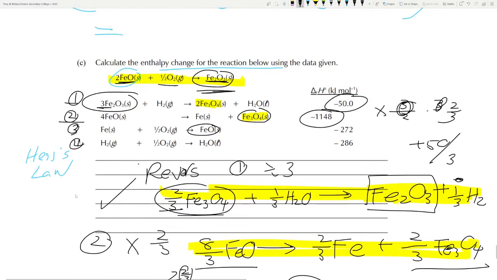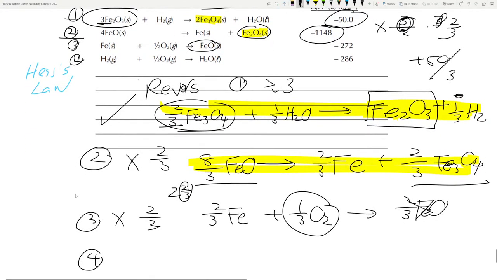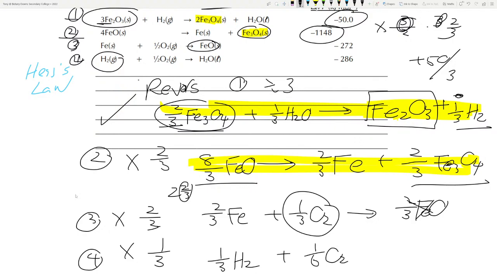Where's my hydrogen? Do I have any hydrogens anywhere? Nope. See here, I have hydrogens over here and over here. I need to get rid of the hydrogen. So for number 4, I need to times 1/3. That's going to be 1/3 hydrogen, 1/6 oxygen, turning into 1/3 H2O. So this number is going to multiply by 1/3, and this number is going to be multiplied by 2/3. Then you add the numbers up and they should all cancel out.